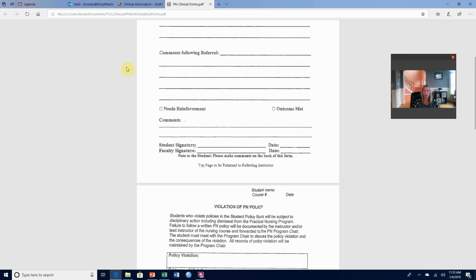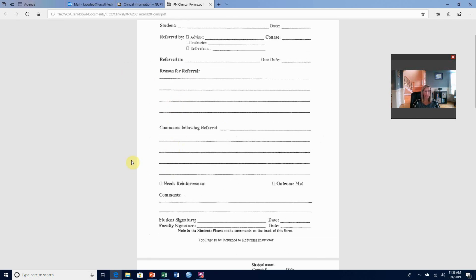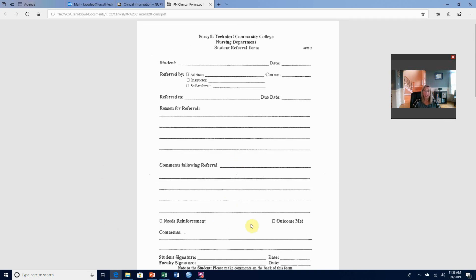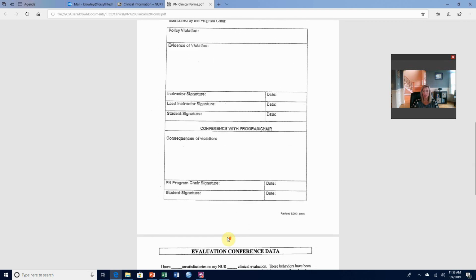And then comments following the referral, the instructor, whoever's in Open Lab, would put, I've worked with her and she understands how to give an IM injection in the deltoid muscle correctly, whatever. So her outcome was met, or their outcome needs a little reinforcement, and then we would sign it. We would make a copy for ourselves, but they need to turn that back into you, and that's showing you, hey, they did go to Open Lab, they were there before they came back to our clinical, and so that has been accomplished.